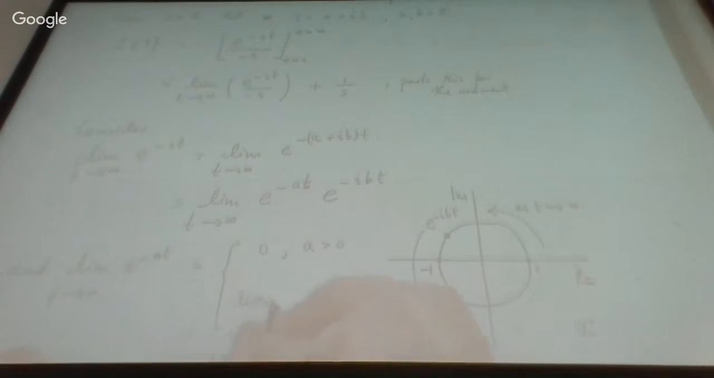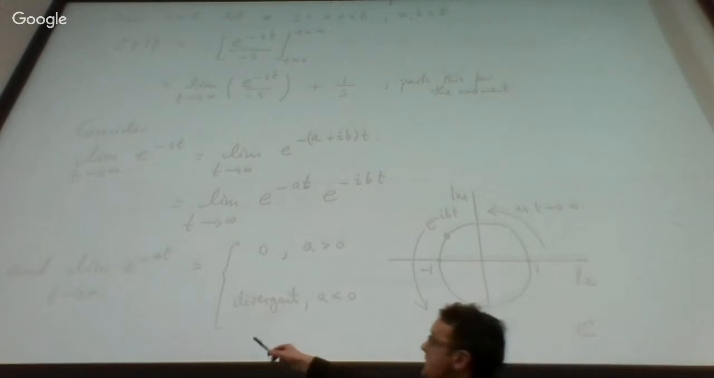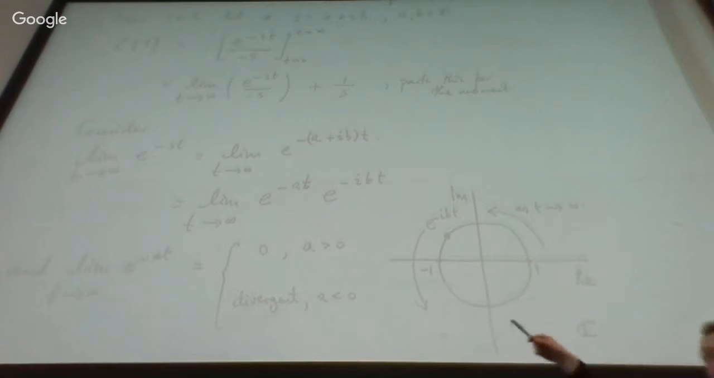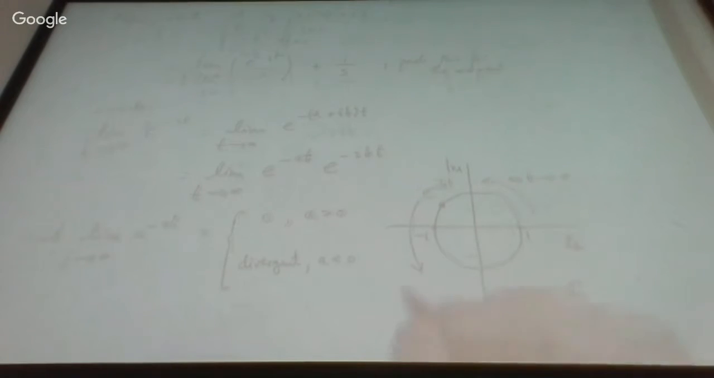But it's going to be divergent for negative a. The limit is going to be plus infinity, really, for negative a, because when a is negative, then e to the minus at, remember t is positive and going to infinity, will be e to some positive number, and that positive number, a times t, will be getting larger and larger. So that won't be convergent. And it's going to be equal to 1 in the special case that a is equal to 0.